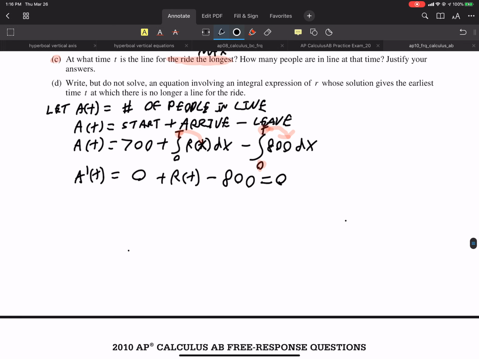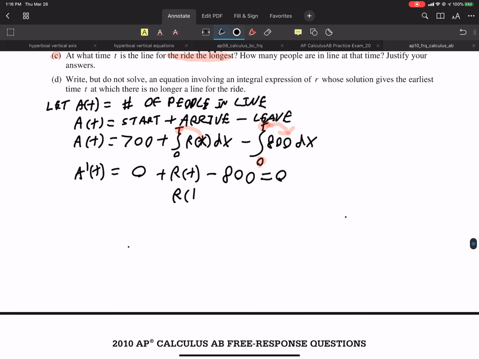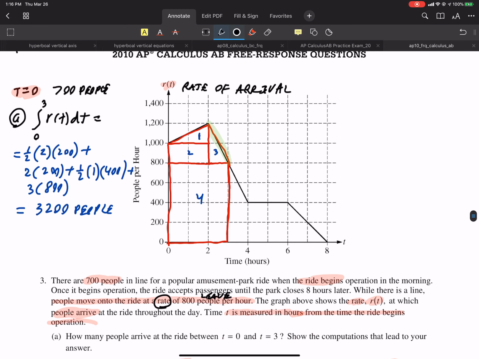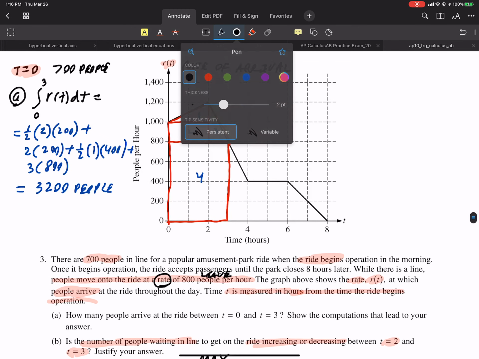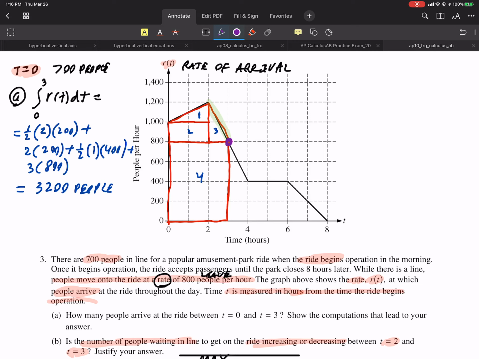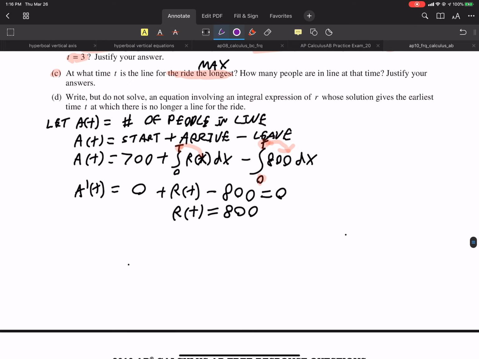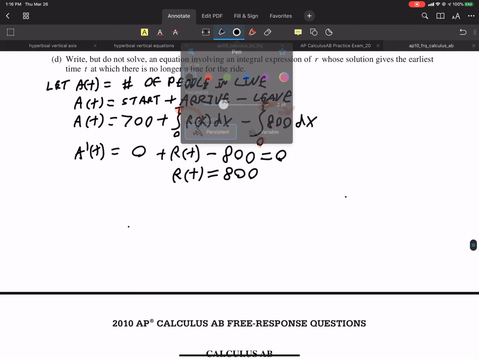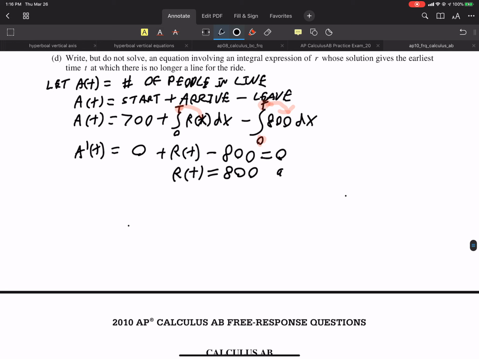So basically, we want to know when r of t is 800 on both sides. And we look on the graph, and we can clearly see that happens right there. The winner is 3 hours. So we can say this occurs at t equals 3. So that is our critical point.